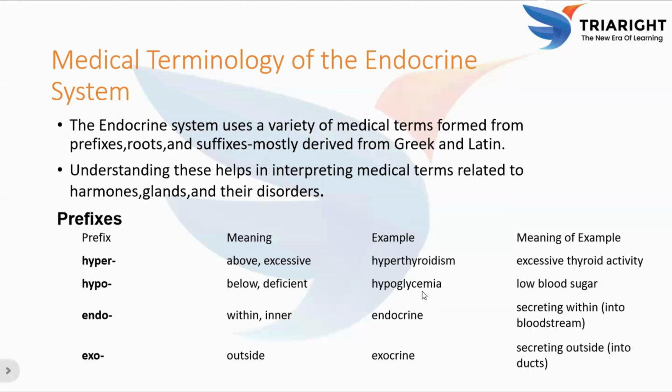So what's an example of this prefix? Hyperthyroidism. What does hyperthyroidism mean? Overactive thyroid gland or excessive thyroid activity. Next, coming to hypo. Hypo means below. For example, hypoglycemia. Hypoglycemia is nothing but low blood sugar, right? In the same way, endo means within, exo means outside.